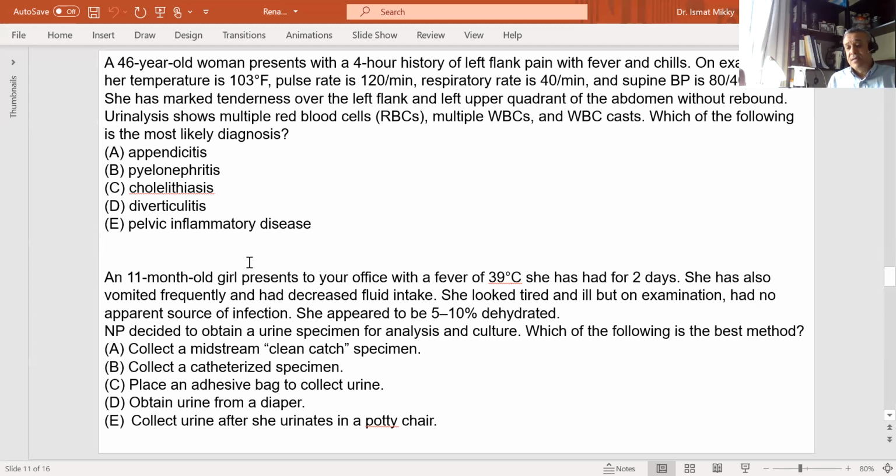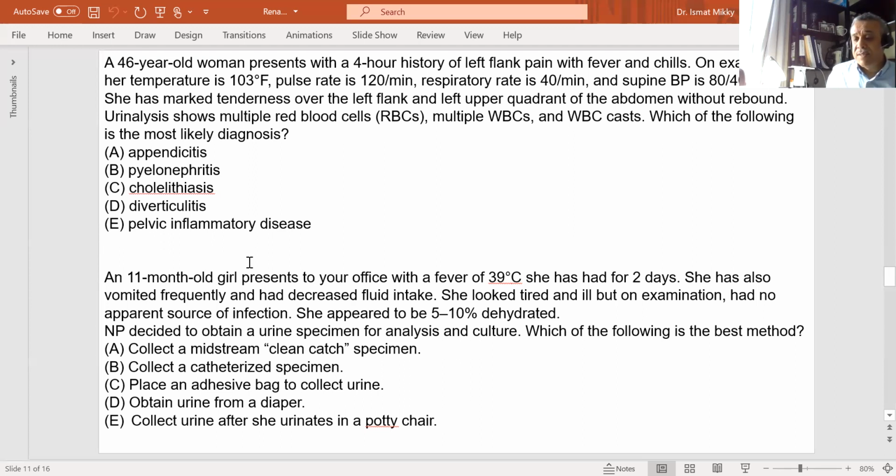Flank tenderness is also a very common manifestation of pyelonephritis, which is flank tenderness over the affected kidney. Most of the time it affects only one side, one kidney. Pyelonephritis is different than glomerulonephritis, AGN, which is an autoimmune disease which affects both kidneys. Pyelonephritis affects only one kidney.